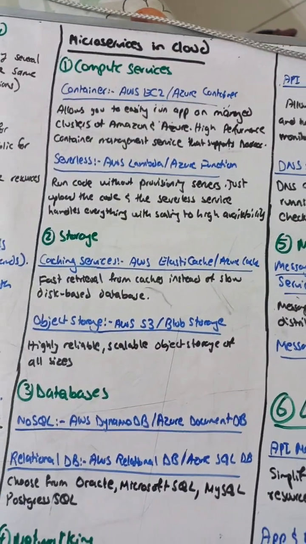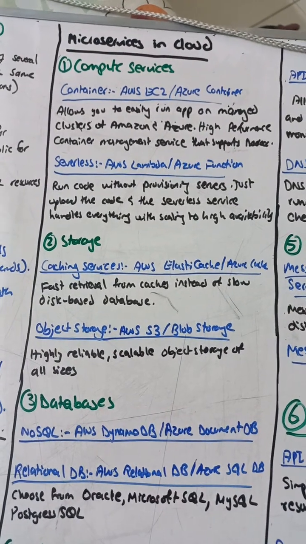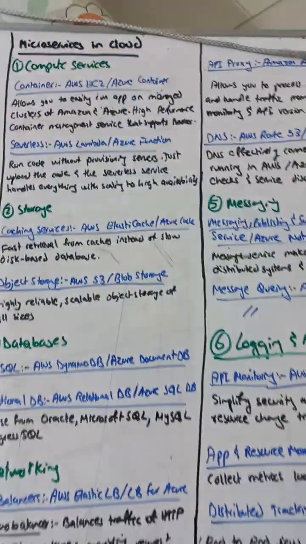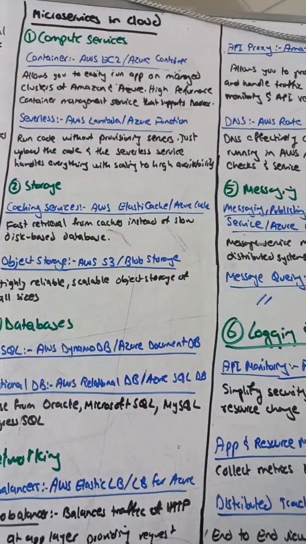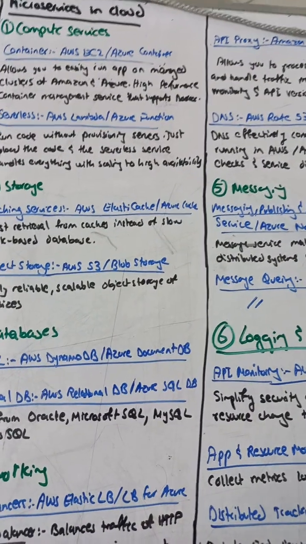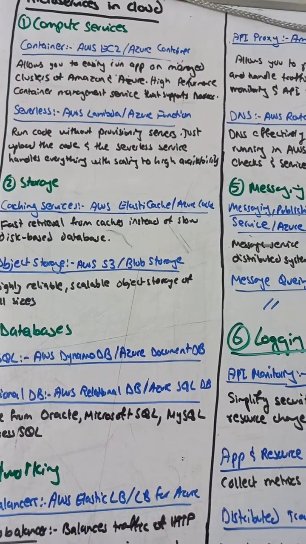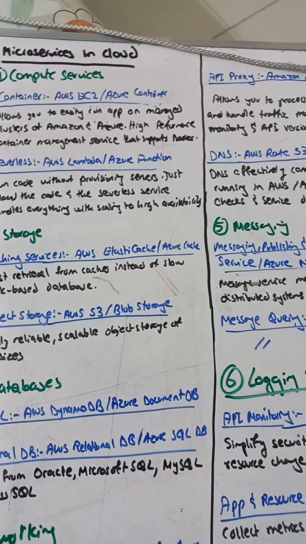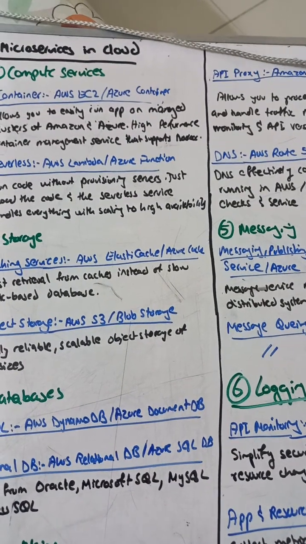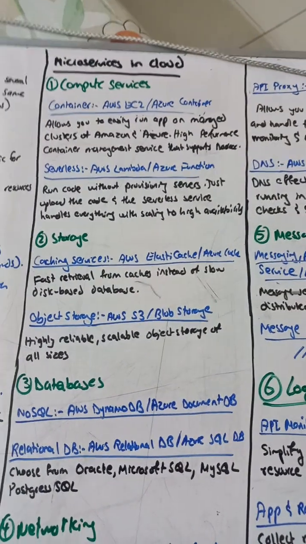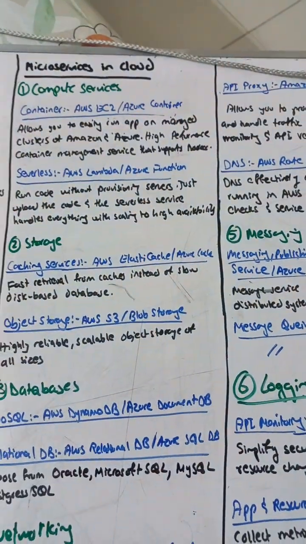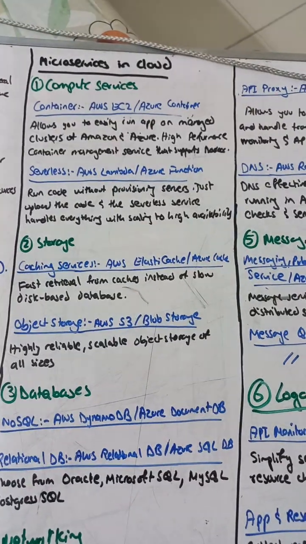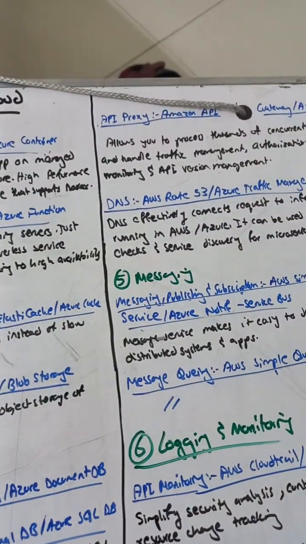available on the cloud, the first we are going to talk about is the compute services. Compute services, in this context, are basically virtual machines. So containers are basically AWS EC2 for Amazon, and Azure for Microsoft container. It allows you to easily run applications on a container or manage clusters of Amazon or Azure. So you can think of it as your virtual machines on which you can run your applications. It has high performance container management service, and it supports Docker as well.